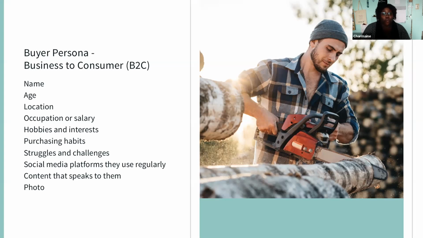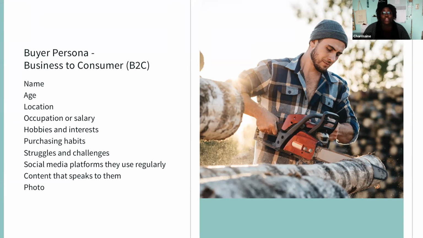Right? So one type of buyer persona is B2C, so business to consumer. So if you have customers, for example, when you're creating a buyer persona, you want to give them a name, right? So let's call this guy Keith, for example. You want to give them an age as well. So let's say Keith is 37.